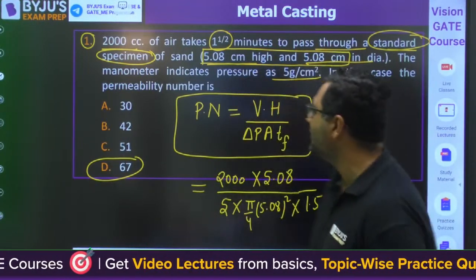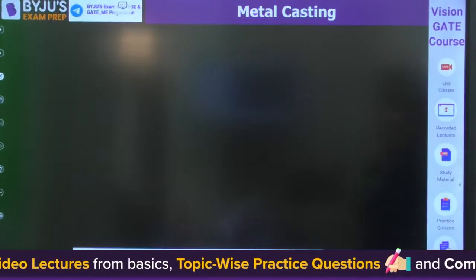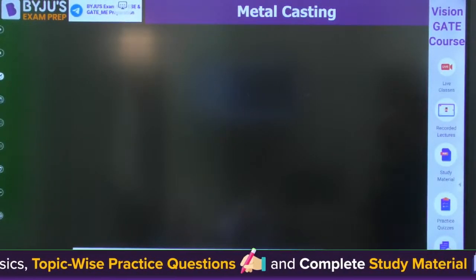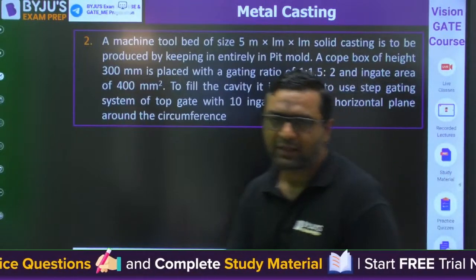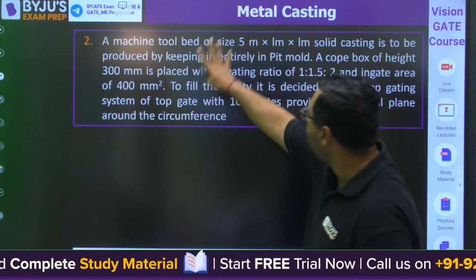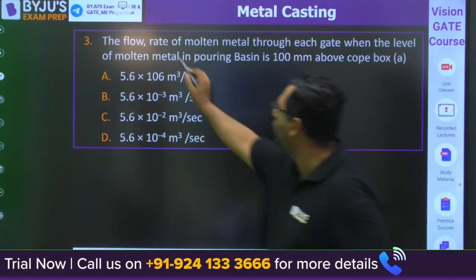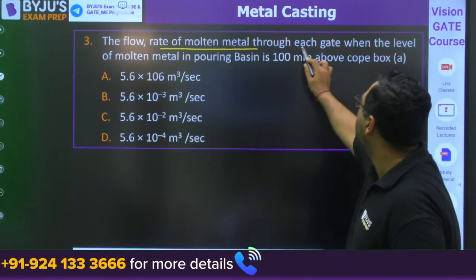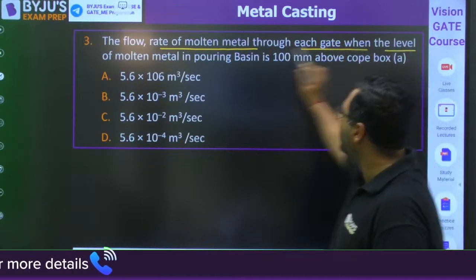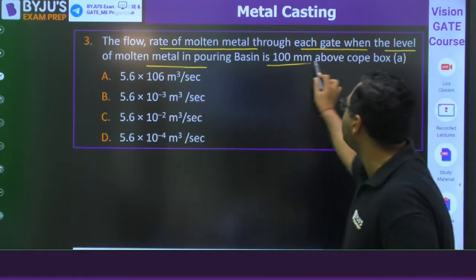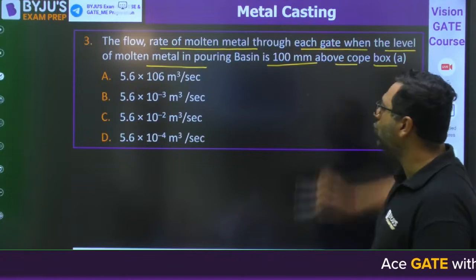And now we are moving to the second question, guys. Let us see how many of you are able to solve it. This is the complete data of the second question. The question is asking for the flow rate of molten metal through each gate when the level of molten metal in the pouring basin is 100 mm above the cope box.